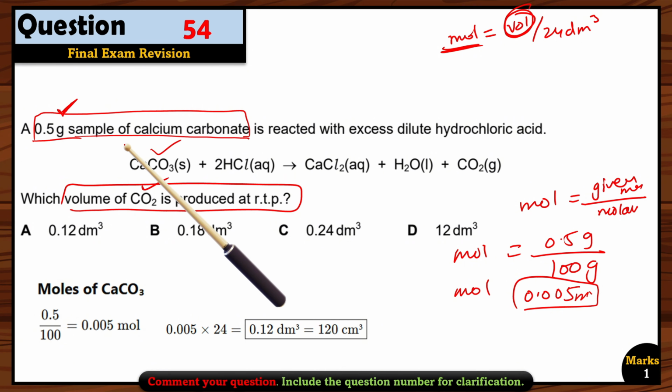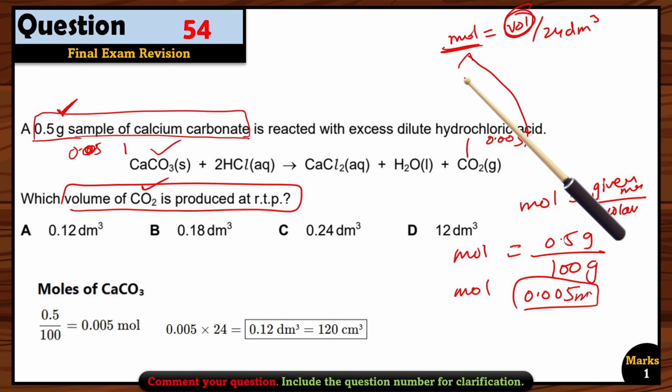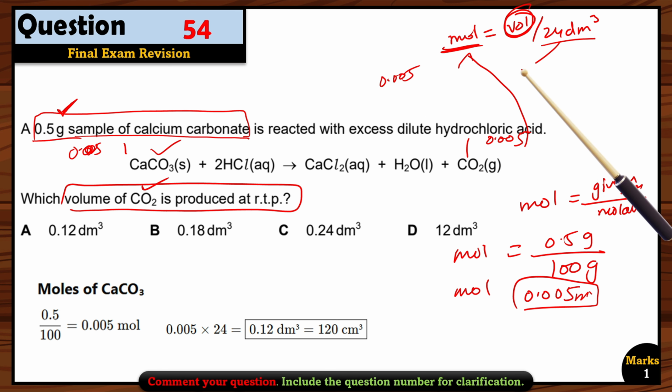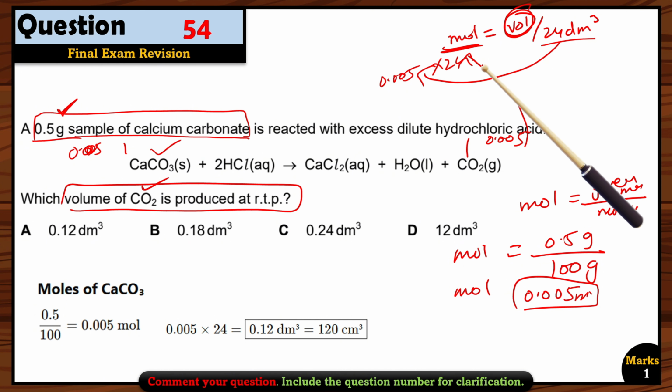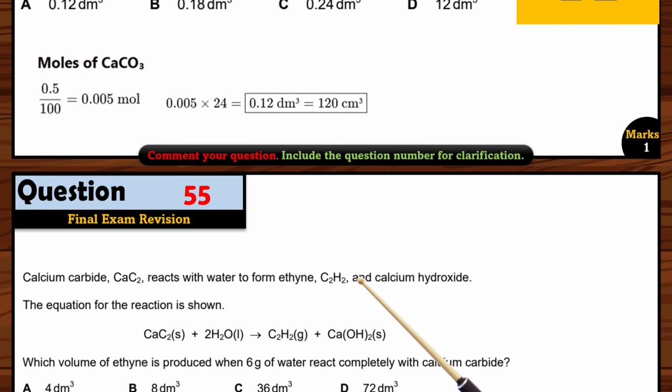So if you see, 1 calcium carbonate is giving you how much carbon dioxide? 1. So 0.005 will give you how much? 0.005 mole. Same. So you can put this value here. Now you know 0.005 and you also know the 24 dm³. It will come here, it will just multiply here and then you will get your volume. Right? So what is your volume? It is 0.12 dm³. So option A is the right option.